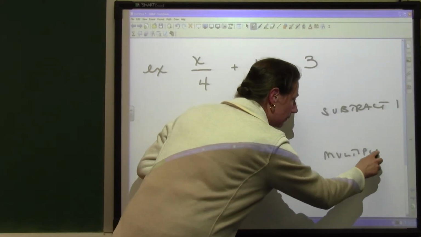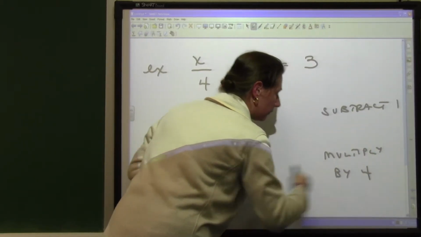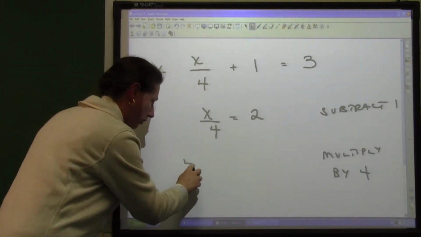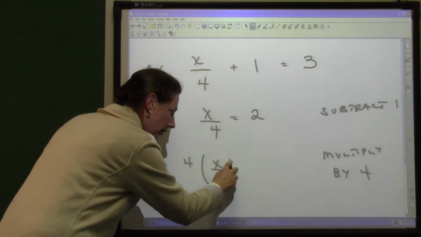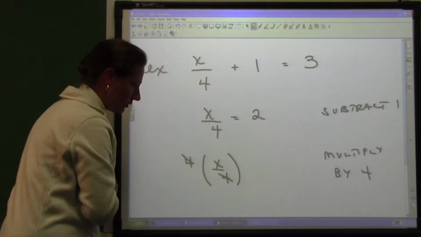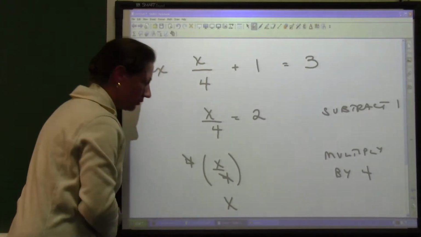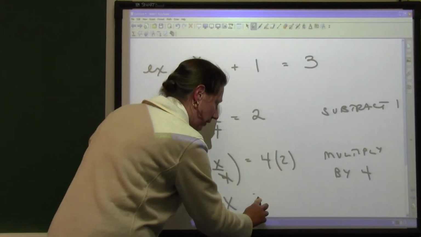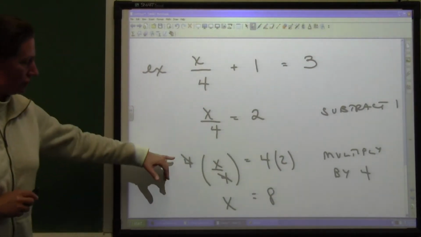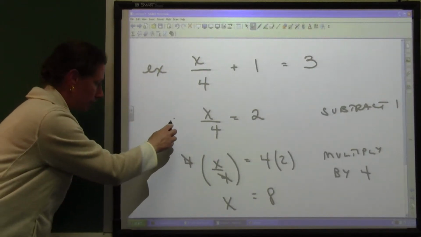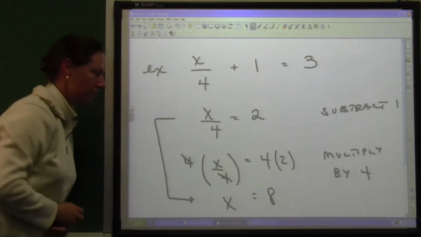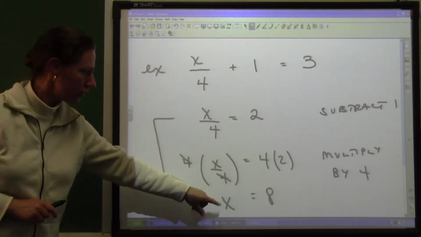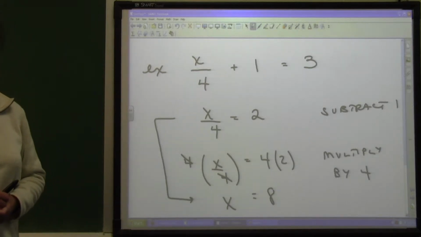So we multiply by 4. When we multiply by 4 on the left-hand side, 4 times x over 4, the 4's cancel. 4 times x over 4 just leaves you with 1x or x. When we multiply by 4 on the right-hand side, we get 8. I'm showing this step so you understand what happens, but in practice, we skip that step. We're multiplying by 4 to undo that division, and we just generally go to the line x equals 8.